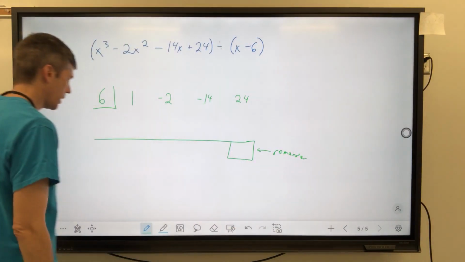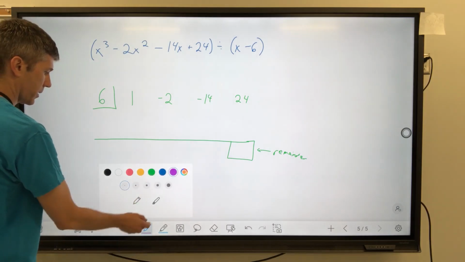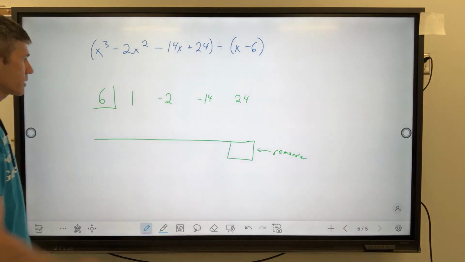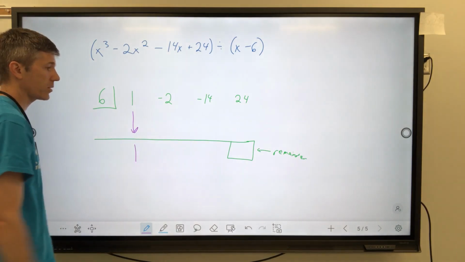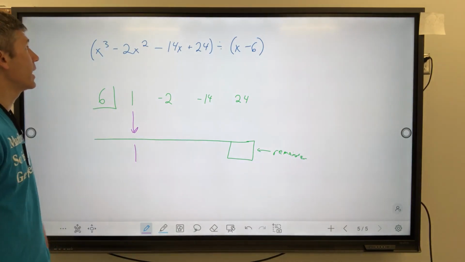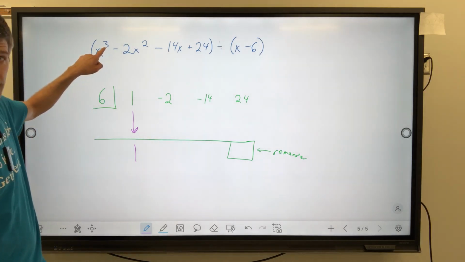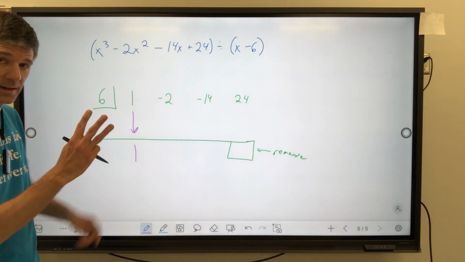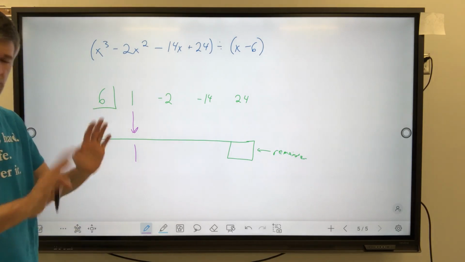There we go. And we'll switch colors again. Yeah, purple, you called it. And we're going to bring down your 1. Okay, before we go any further, that means your final answer will start with 1x squared. It would be cubed, but you just divided an x out of it, okay? So just jumping ahead here.